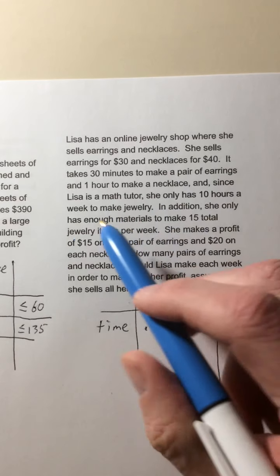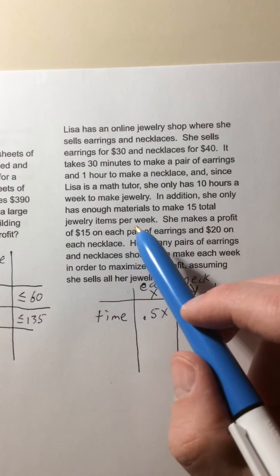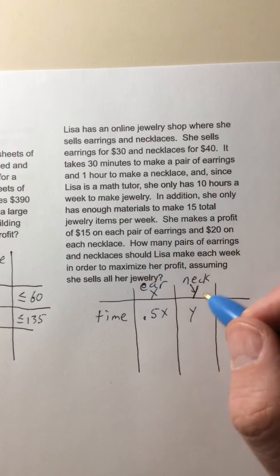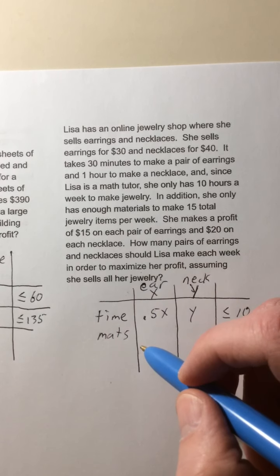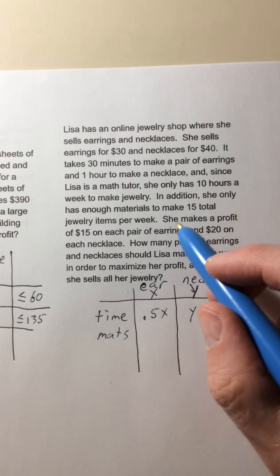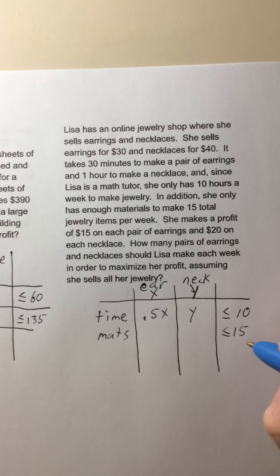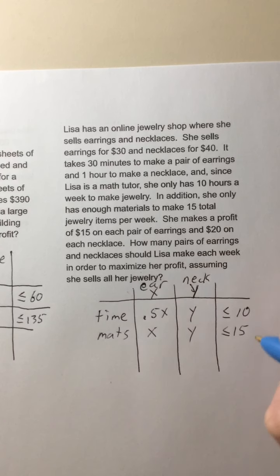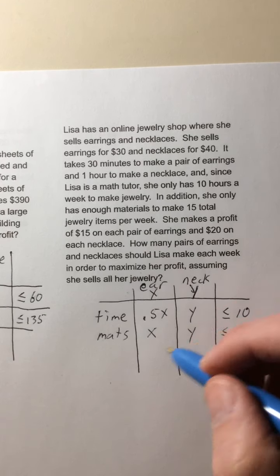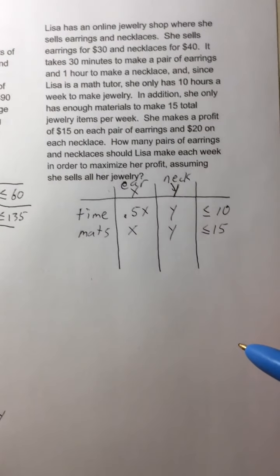And what else is a limiting factor here? In addition, she only has enough materials to make 15 total jewelry items per week. Okay, so materials. And she can only make 15 jewelry items. So at most 15. That means the number of earrings and the number of necklaces have to total 15 or less. So these are our two inequalities that we're going to use to find the region that we are interested in.